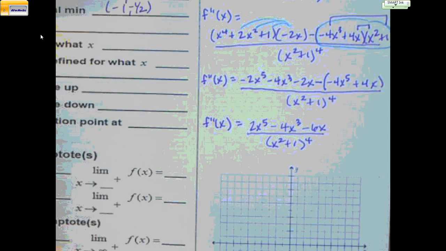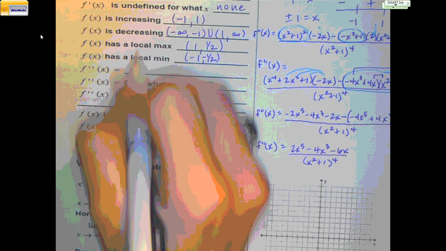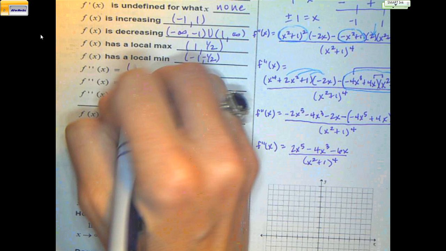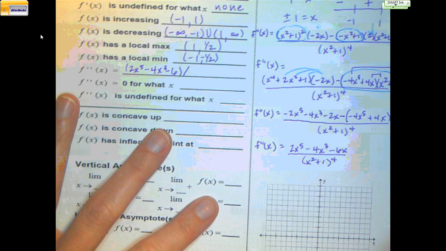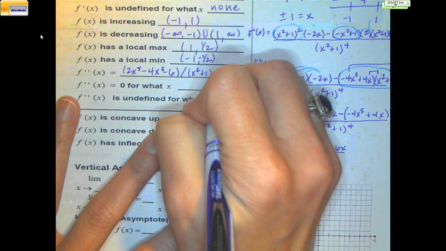All right, so let's write it in the blank. Let's hope I don't have to go back and do this again. So I'm putting parentheses around my numerator so that Mrs. Major knows I know that the whole thing is a numerator, divided by x squared plus 1 to the fourth.